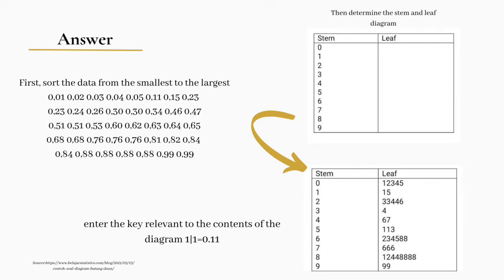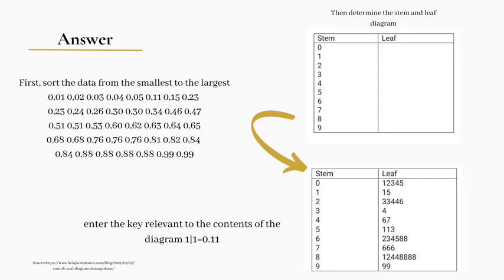So the stem is 0 and the leaves are 1, 2, 3, 4, 5. The stem 1, the leaves are 1 and 5. Stem 2, the leaves are 3, 3, 4, 4, 6. The stem 3, the leaf is 4. The stem 4, the leaves are 6 and 7. The stem 5, the leaves are 1, 1, 3.